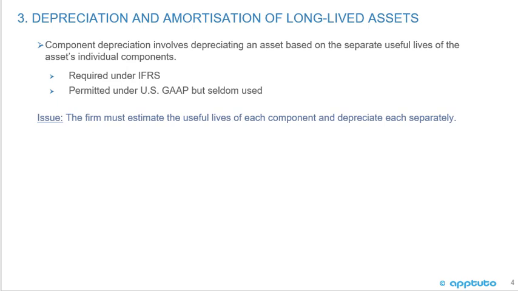So that's required under IFRS, but it's permitted under US GAAP, but seldomly used. So the issue here is the firm must estimate the useful lives of each component and depreciate it separately. So you can imagine that's just adding more complexity, it's adding more calculations. I have an airplane, it's good for 20 years, etc. Not looking at the airplane while the engines are replaced every 10 years, but the airplane is going to be good for 20 or 30.